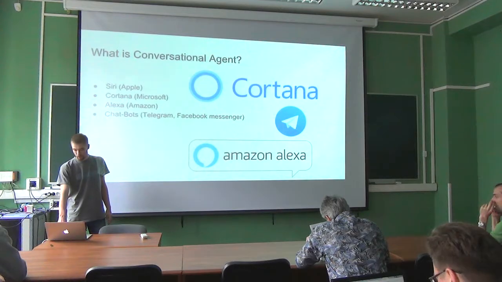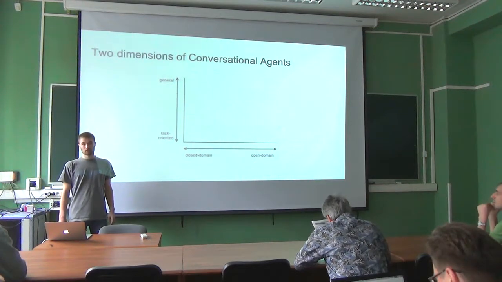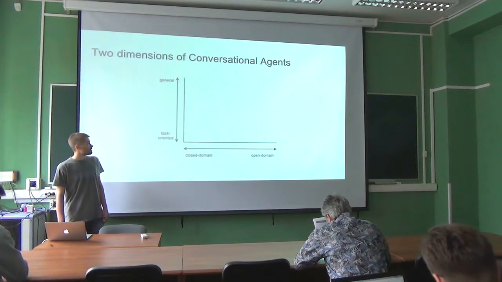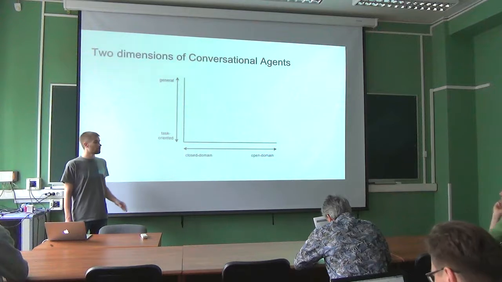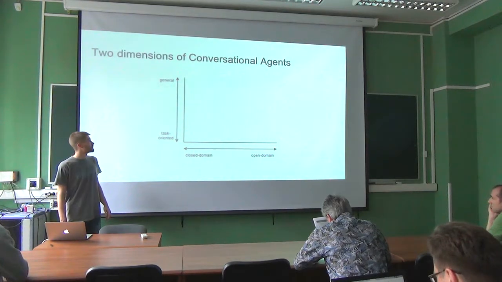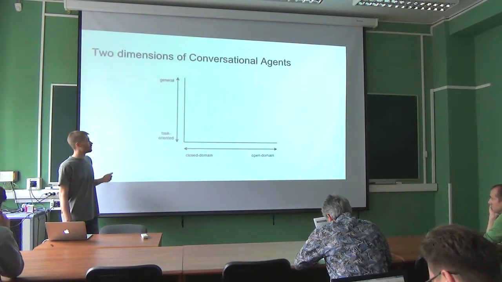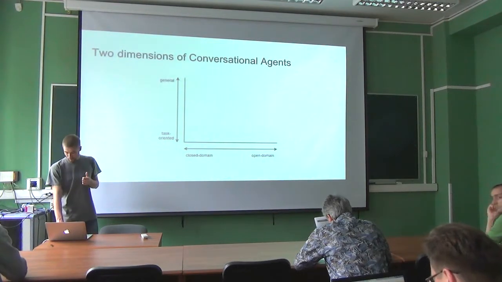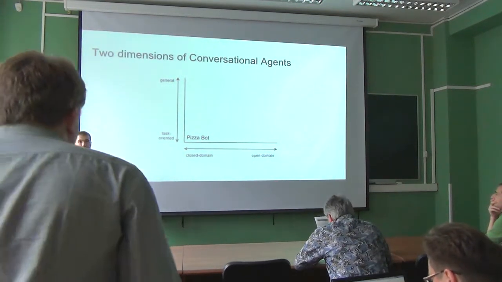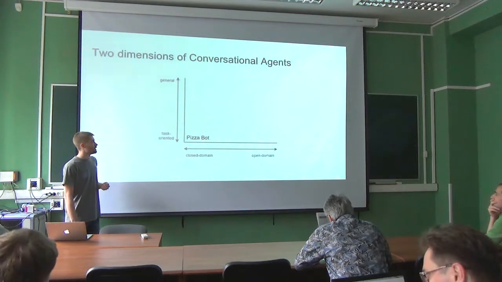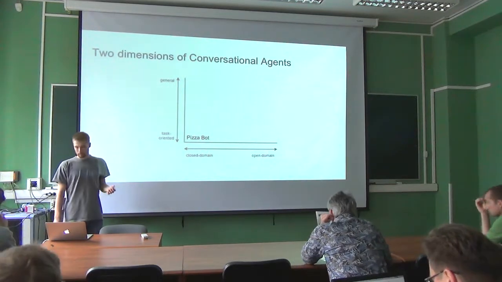So, how can we differentiate conversational agents? A two-dimensional plot comes to the rescue. On the horizontal axis we can see the main area of the agent, and on the vertical axis there is the task that the agent should solve. Let's begin with examples. First goes the pizza bot. A pizza bot is a bot that will order pizza for you. It asks what kind of pizza you prefer, where you live, and so on.